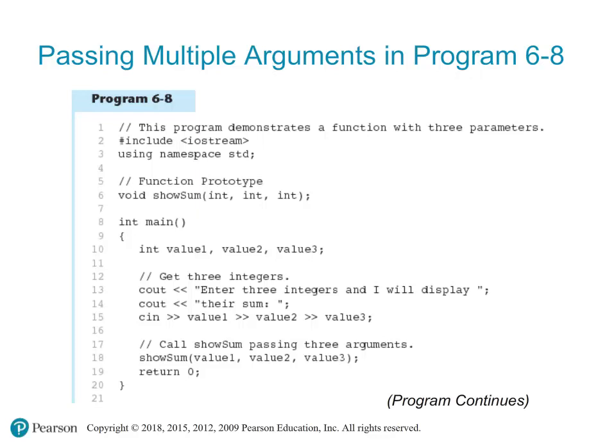This program demonstrates how to use a function with multiple parameters. The function prototype void showSum(int, int, int) specifies that showSum will take 3 integer parameters. The program prompts the user to enter 3 integers, which are stored in value1, value2, and value3. The function showSum is then called with value1, value2, and value3 as arguments.